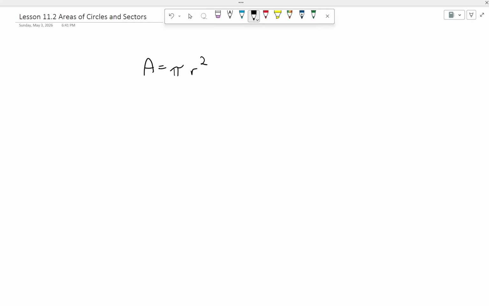I had a student once upon a moon make a really goofy joke that the area of a circle is pi r squared, and then the joke was that they're actually round. It's a great joke.